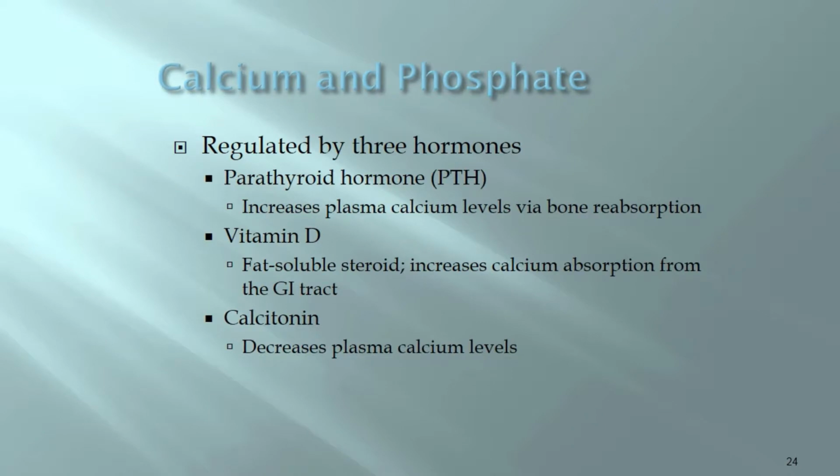Calcium and phosphate are regulated by three hormones. Parathyroid hormone, or PTH, will increase plasma calcium levels via bone reabsorption. Vitamin D, really a fat-soluble steroid, one of the fat-soluble vitamins, will increase calcium absorption from the GI tract, from food intake. And calcitonin will directly affect plasma calcium levels and will decrease them.